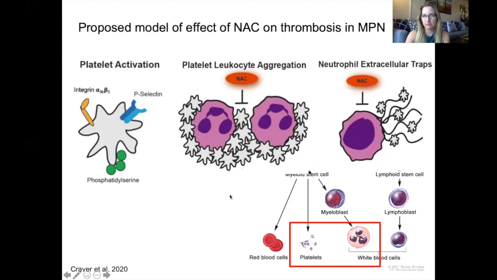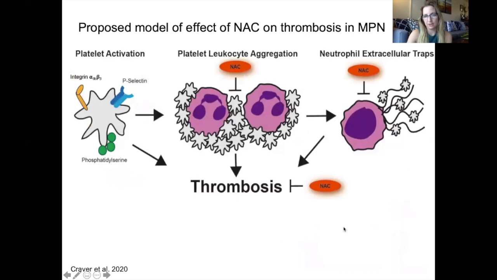So there's a relatively new phenomenon in the neutrophil field called extracellular traps, where neutrophils will expel out their DNA, typically to trap pathogens. But in aberrant situations, like in MPN patients, these neutrophil extracellular traps can contribute to thrombosis.